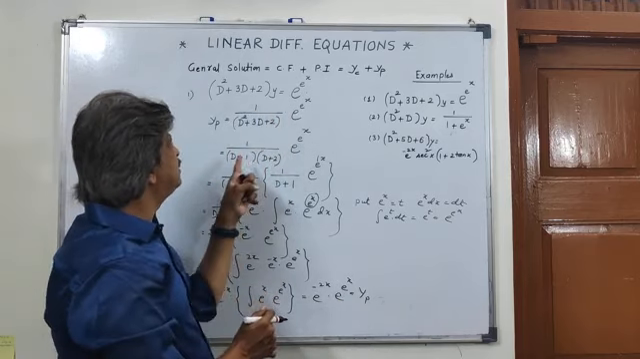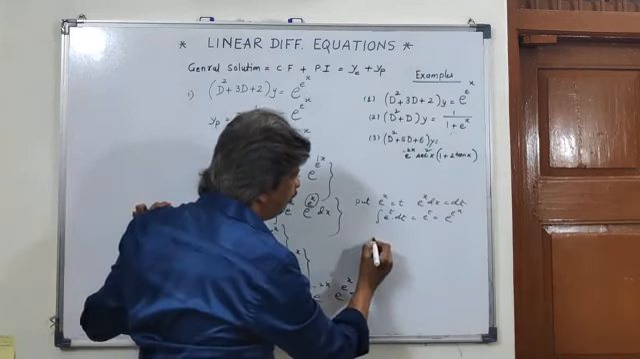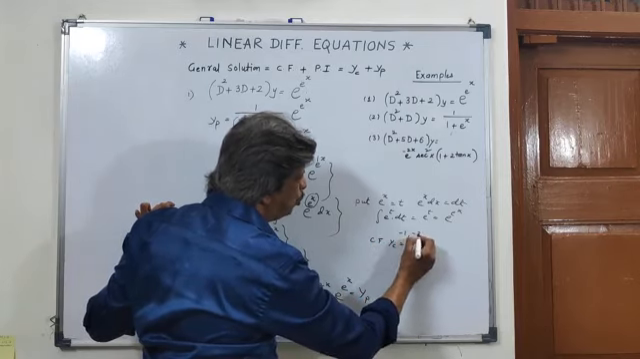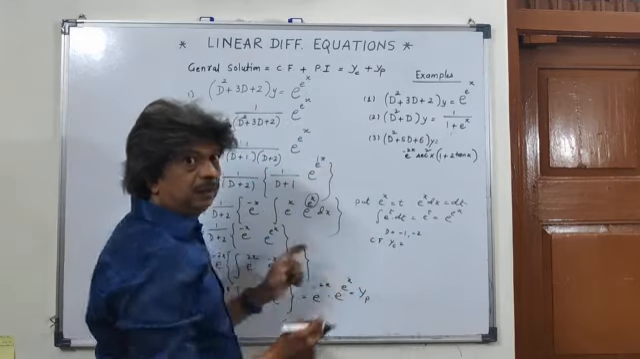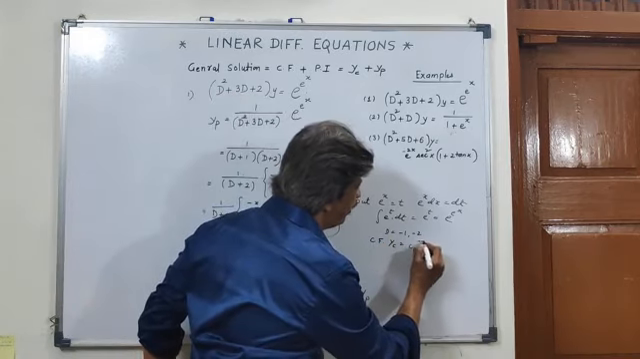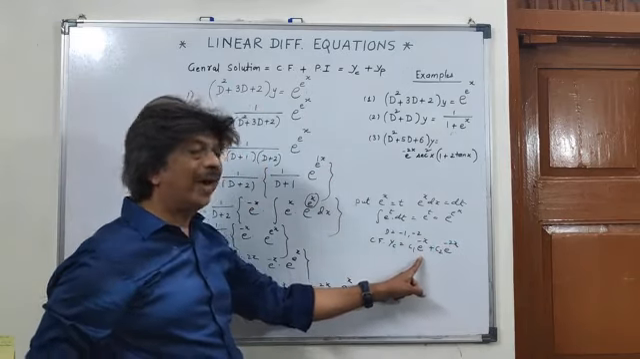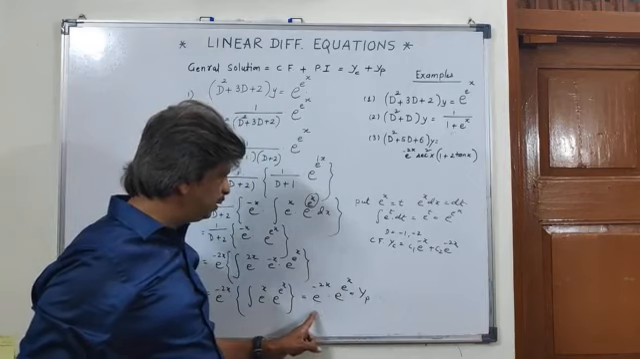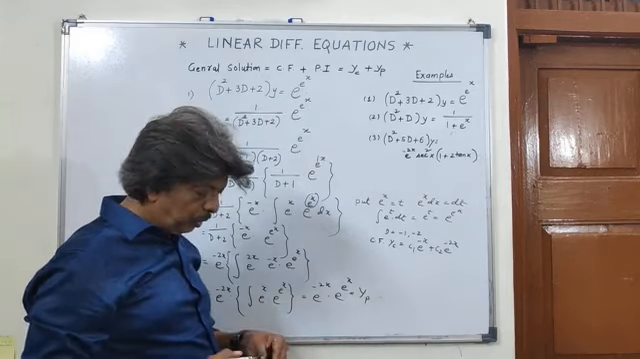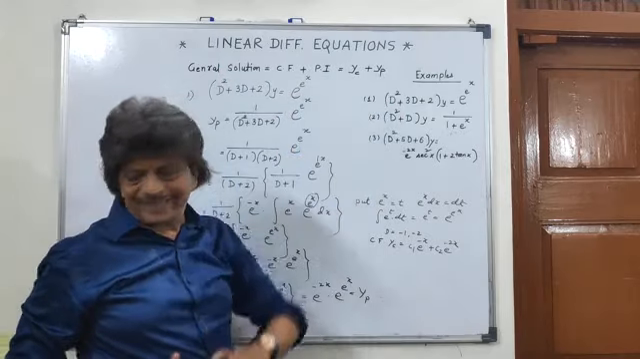The complementary function: the roots of this f of d are minus 1 and minus 2. As the roots are minus 1 and minus 2, these are real and distinct roots. So yc is c1 into e to the power minus x plus c2 e to the power minus 2x. This is the CF yc, plus yp, which we have just calculated as e to the power minus 2x into e to the power x. The sum of these two would be the final general solution of this first example.